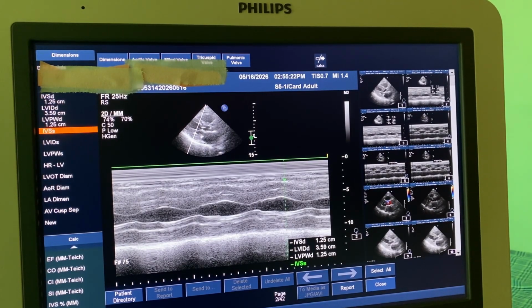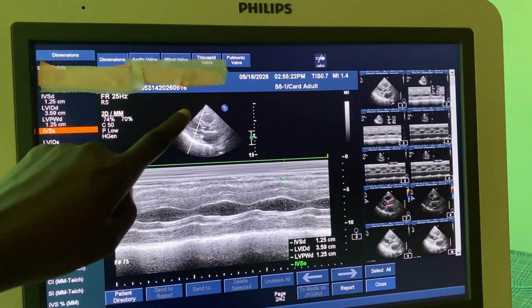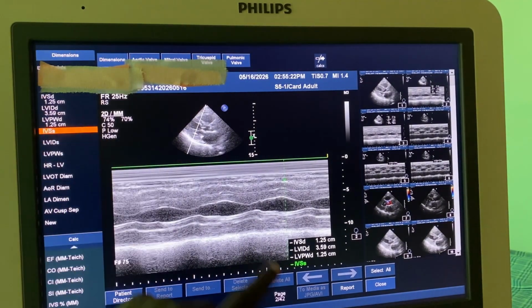Normal measurement is less than 1.1. So this is hypertrophy, and if you check the cavity size here, 3.59, it is on the lower side. These ones we have not measured because they are papillary muscles. Inside here, the papillary muscles and chordae are calcified. That's why they are bright. That is calcification.